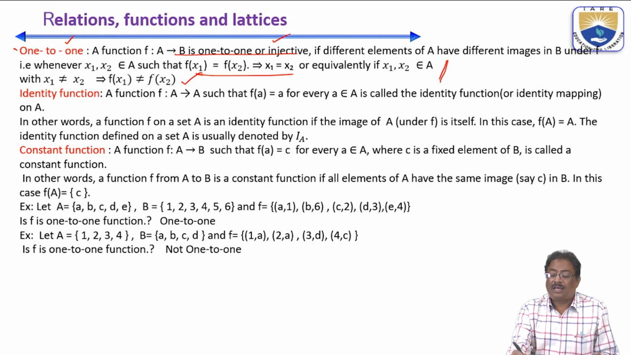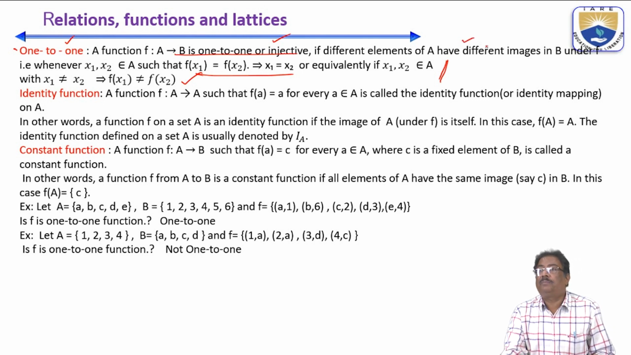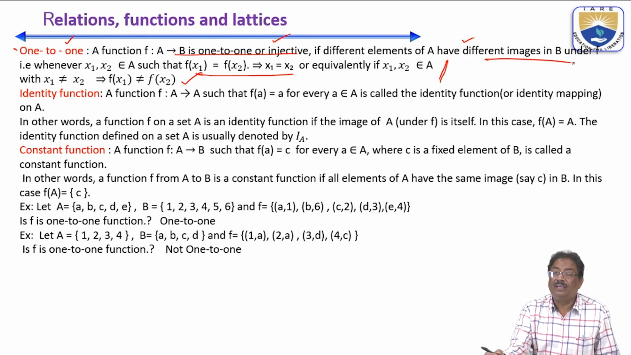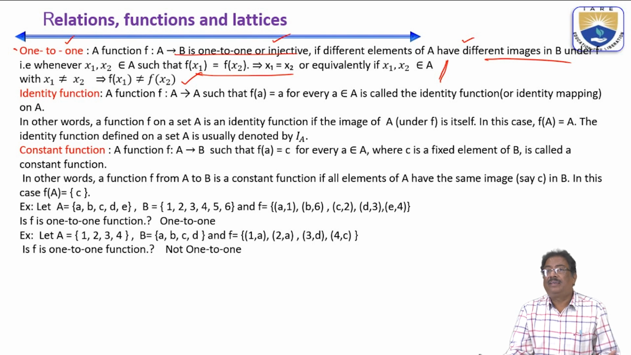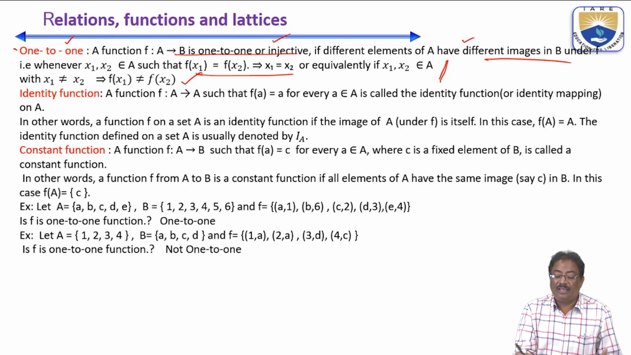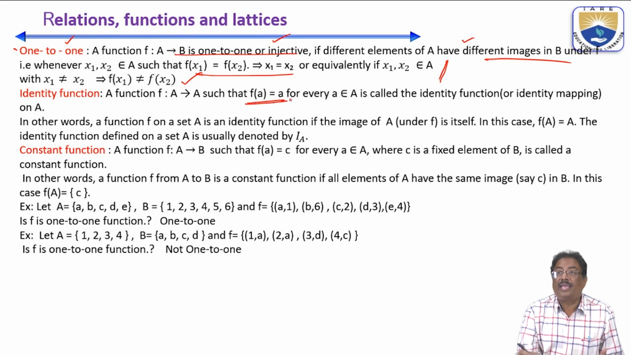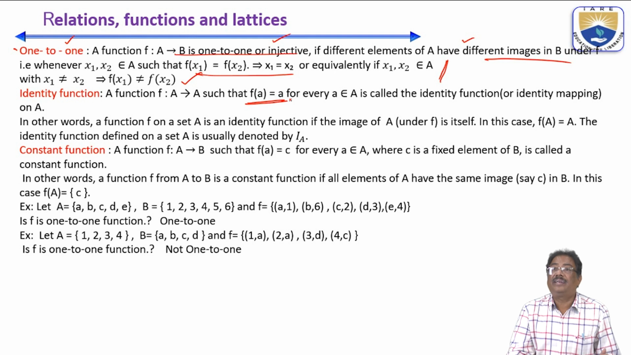Otherwise, different elements of A will have different images in B under f, then we can say that it is one-one. Then another one is the identity function. If a function f is from set A to itself, then f of a is equal to a, and we can say that it is an identity function.